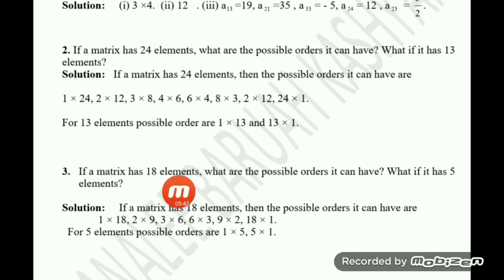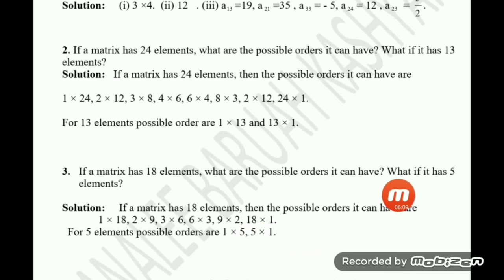What if it has 18 elements? Then 18 can be expressed as 1 into 18, 2 into 9, 3 into 6, isn't it? So the possible orders are 1 by 18, 2 by 9, 3 by 6. Then interchanging their positions, you will have 6 by 3, 9 by 2 and 18 by 1.